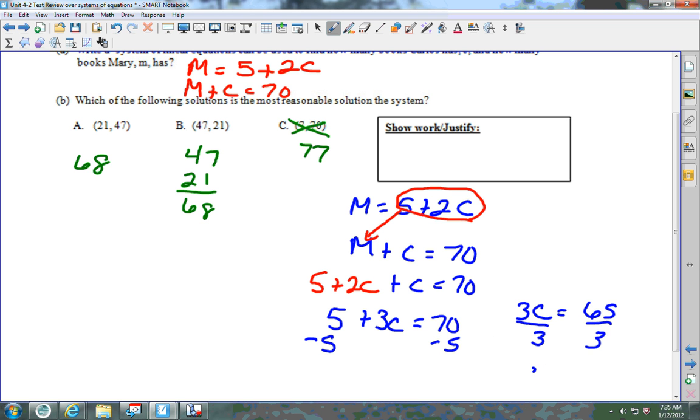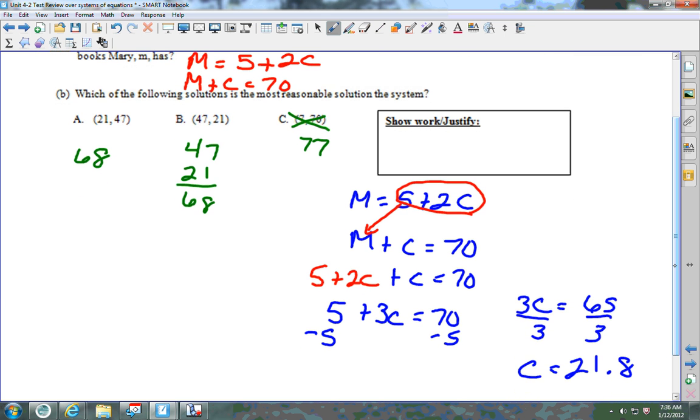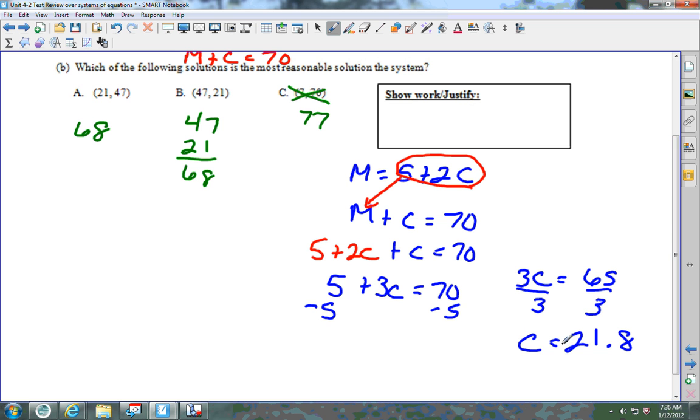It doesn't work out very evenly. C equals, this is 20. That goes in there once, 2 left over, an 8. We go through and it doesn't work out very nicely. Okay, so they said that they equaled 70, but none of them work. What is the most reasonable solution? Well, if you look down here, it says C equals 21. So we're going to go with a reasonable one. What's closest to it is that Carlos has 21 books.